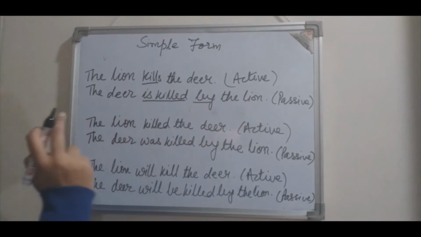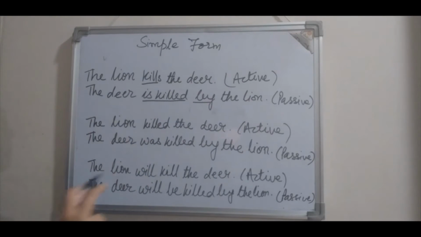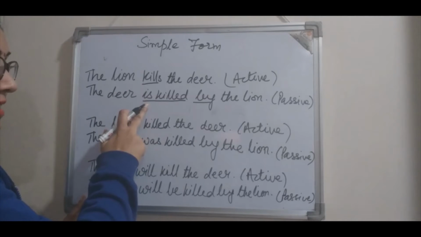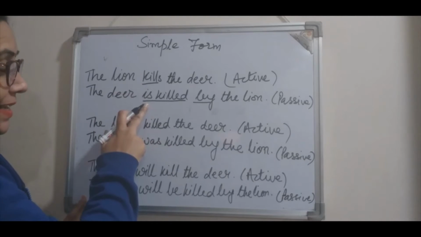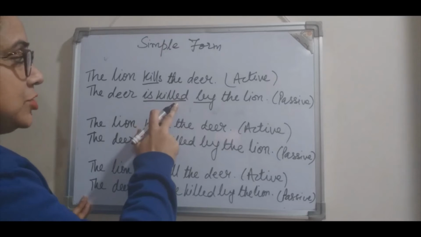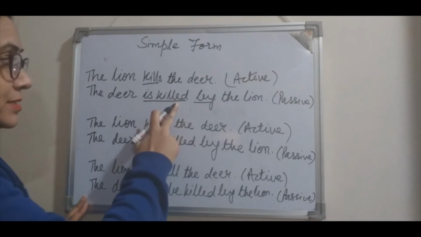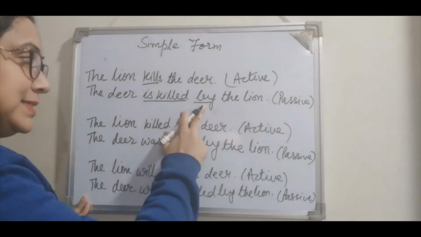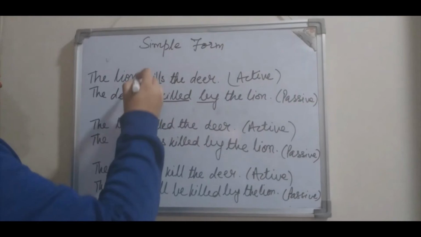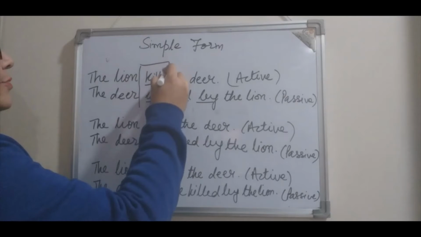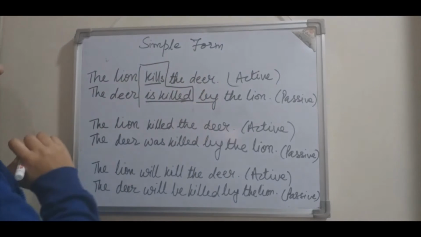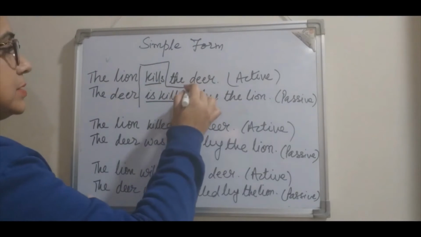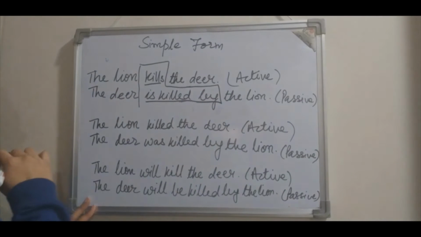And what about the changes in the verb? The auxiliary is added, that is, a helping verb is added. The main verb changes into past participle form and the preposition by is added, right? So this is where we need to focus, right?